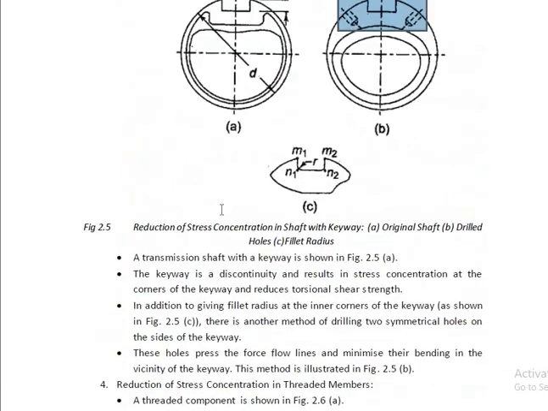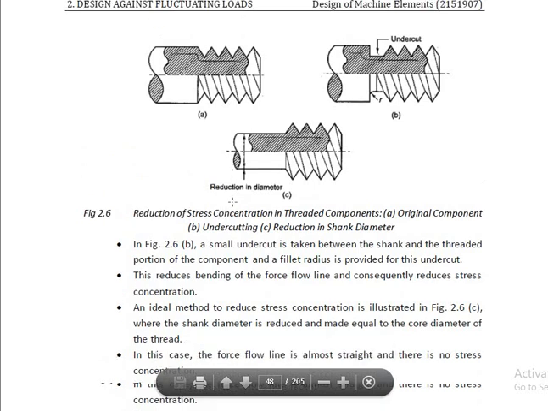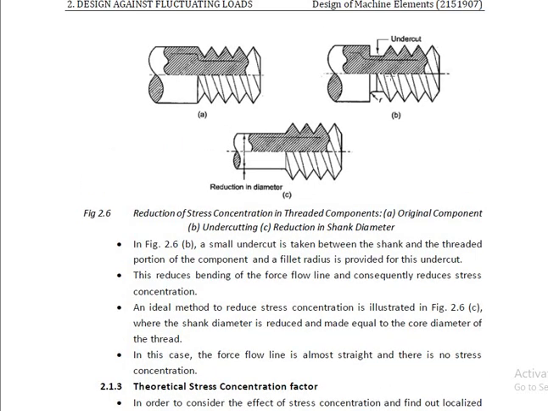The fourth is the reduction of stress concentration in threaded members. How can we reduce the stress concentration in threaded members? By providing an undercut and by making the shank diameter equal to the core diameter of the thread. In this way we can reduce the concentration of the stress, and these are the methods of reduction of stress concentration. I hope you have understood the concept of stress concentration, the causes of stress concentration, and how we can reduce the stress concentration.